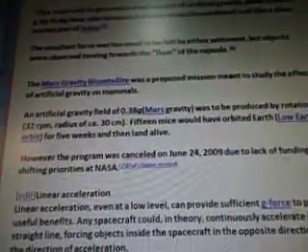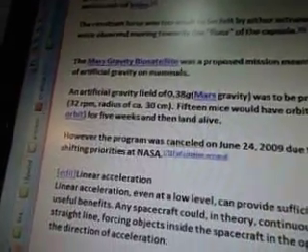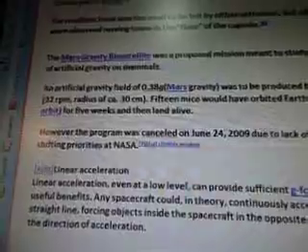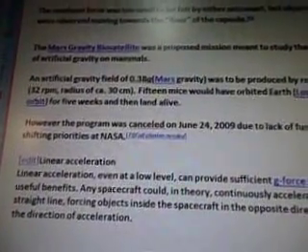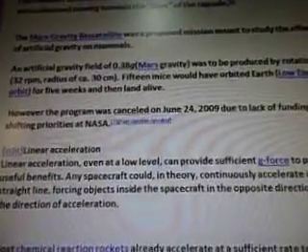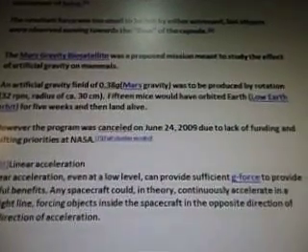The Mars Gravity Biosatellite was a proposed mission meant to study the effect of artificial gravity on mammals. An artificial gravity field of 0.38 G, Mars gravity, was to be produced by rotation. 15 mice would have orbited Earth, in low Earth orbit, for 5 weeks and then landed alive.